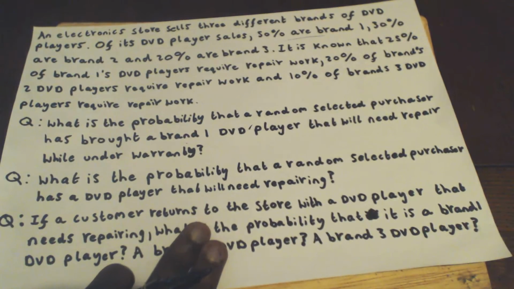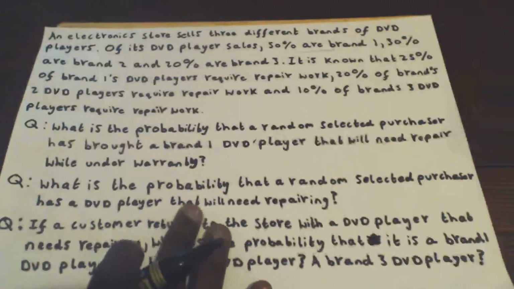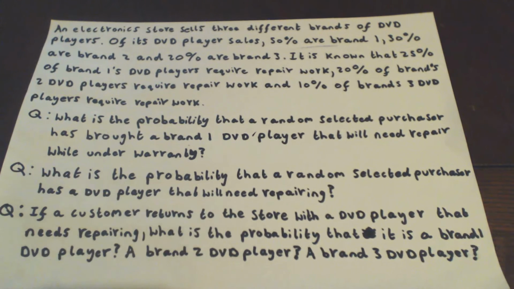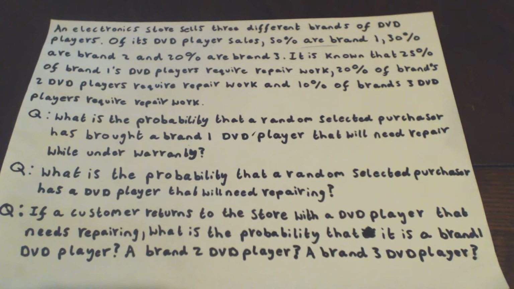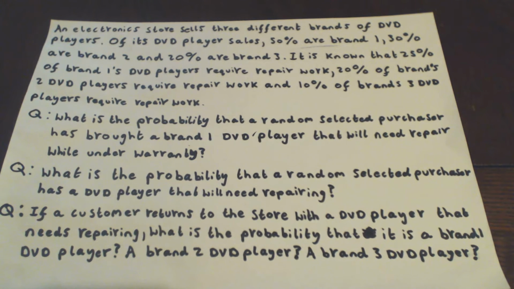So let's see here. Right. An electronics store sells 3 different brands of DVD players. Of its DVD player sales, 50% are brand 1, 30% are brand 2, and 20% are brand 3. It is known that 25% of brand 1's DVD players require repair work. 20% of brand 2's DVD players require repair work, and 10% of brand 3's DVD players require repair work.